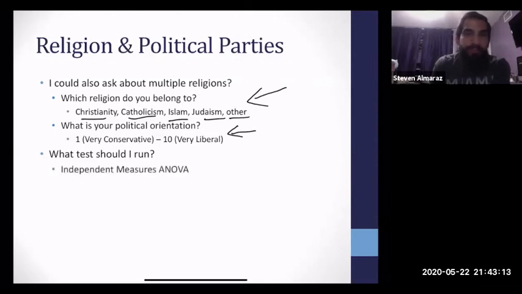That's right. We're going to run an independent measures ANOVA because we've still got one variable predicting another variable. So that's kind of like our IV up top and our DV on the bottom, but we've got more than two levels. So we're going to have to use a one-way ANOVA instead of using a t-test.